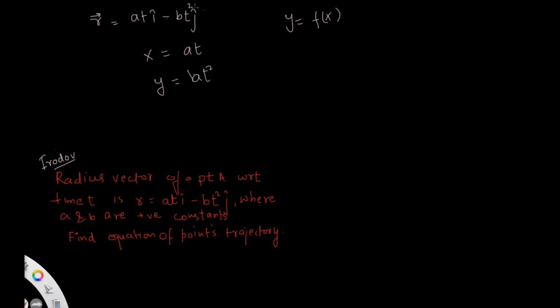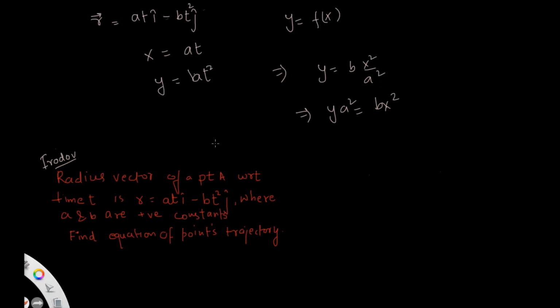square, sorry. And by eliminating time from the x equation, we get y equals bx square by a square, which gives us y a square equals bx square. And this is our final answer. So notice here that we are able to find a particular solution without any constant other than a and b, which will be given in your question. But unlike the previous question, we don't have any constant added. This is the difference between these two questions.